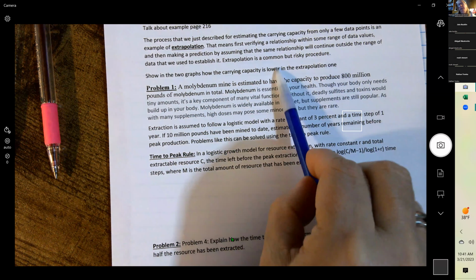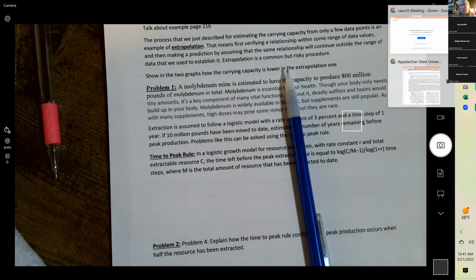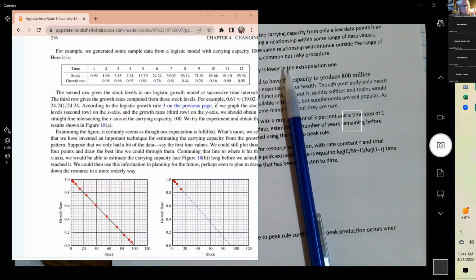And your carrying capacity is when it hits the x-axis. So this one's carrying capacity is 100. This is showing it at around 92, maybe 93. So this is the carrying capacity. Because you hit your carrying capacity when your growth is 0.